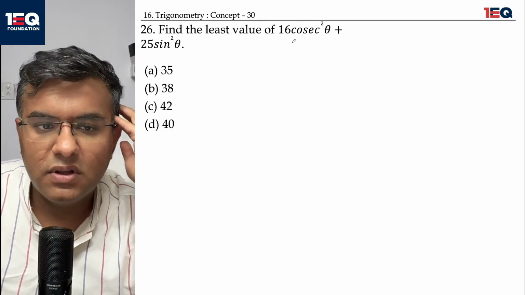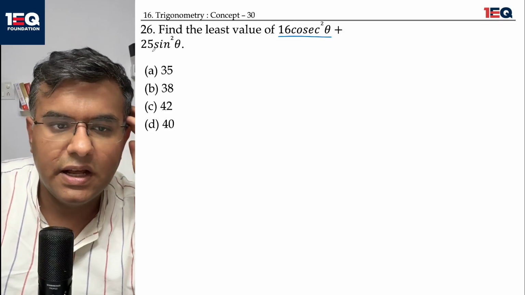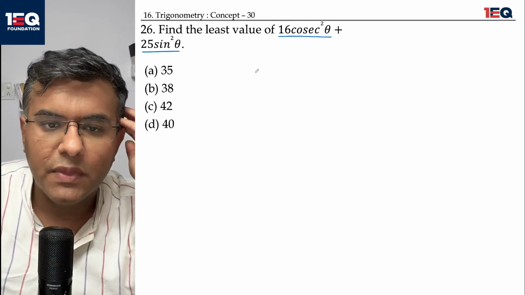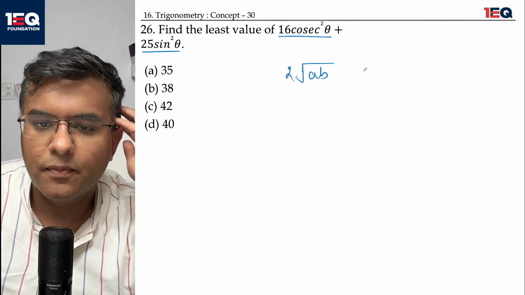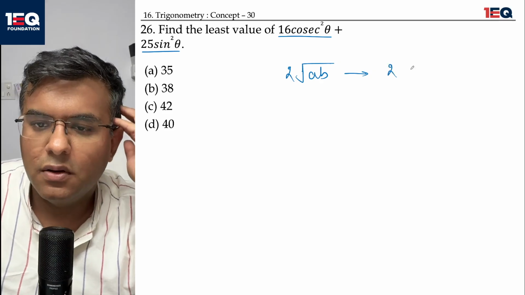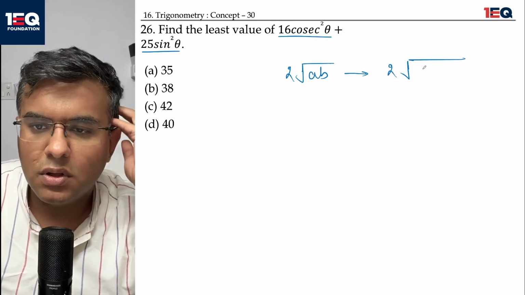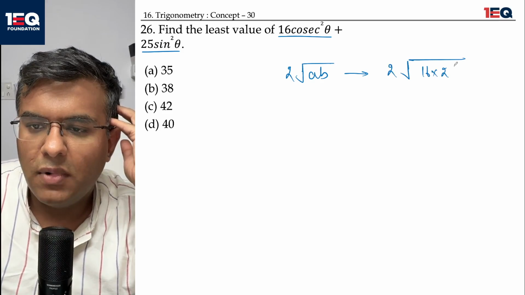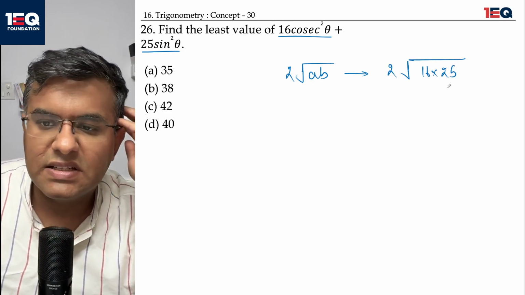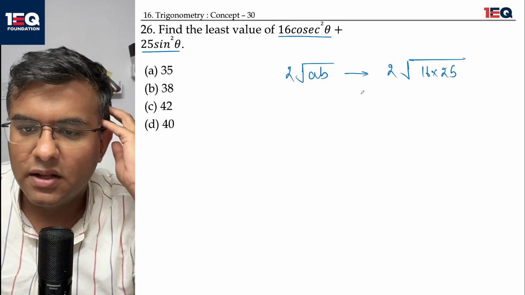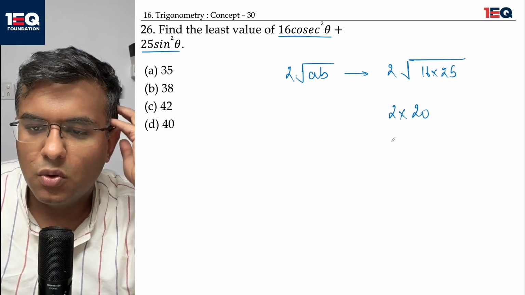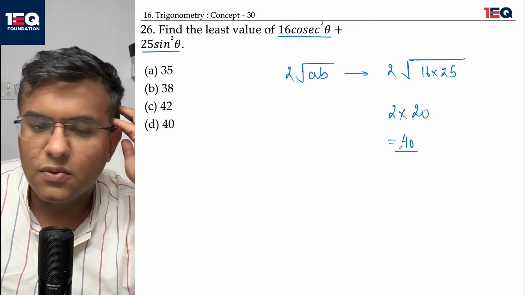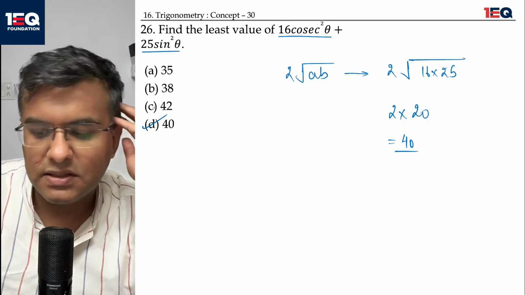Then I need to find out the least value of 16 cosec square theta and 25 sine square theta. In such a situation, I would again employ the formula 2 root ab, which is going to be 2 in the root 16 multiplied by 25. 16 into 25 gives me a 400, and the root of 400 is nothing but 20. So 2 into 20, the answer is going to be 40, and this is the answer that I was looking for.